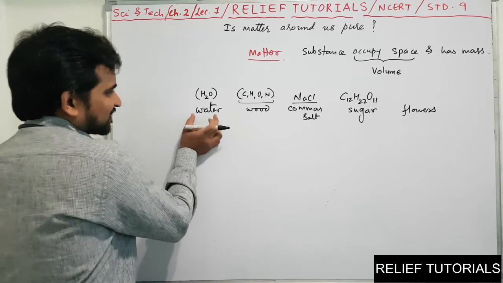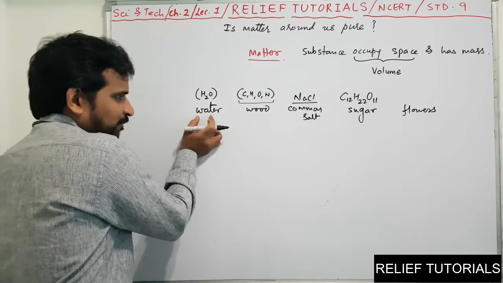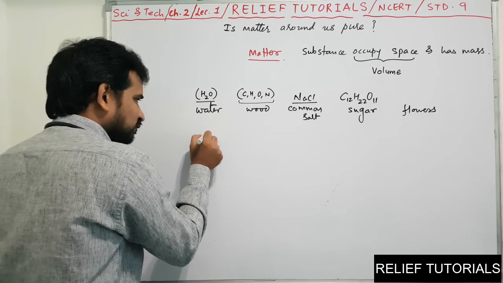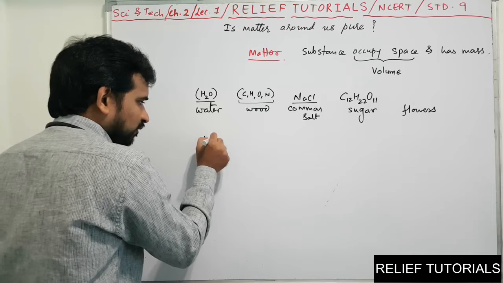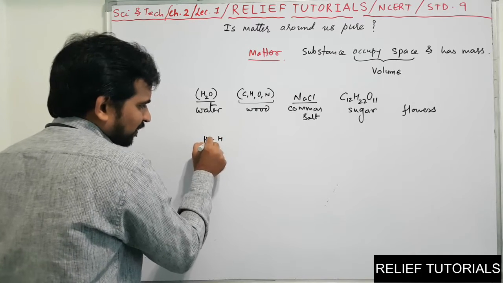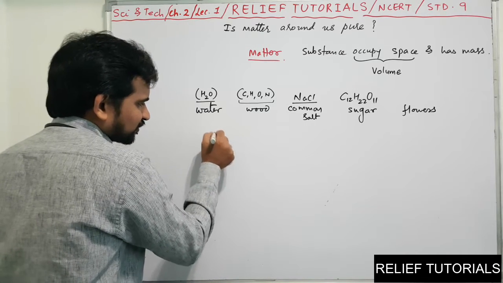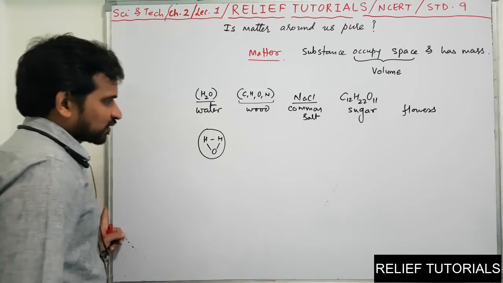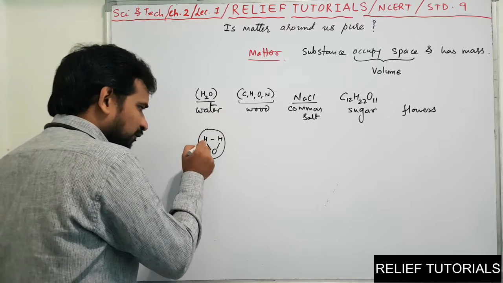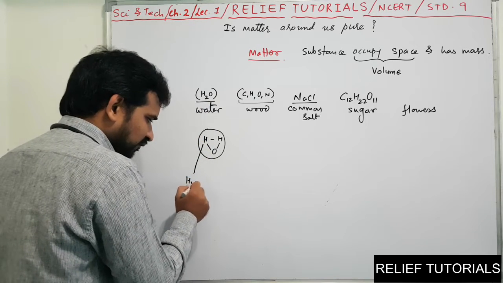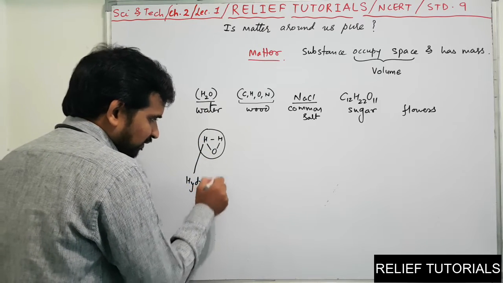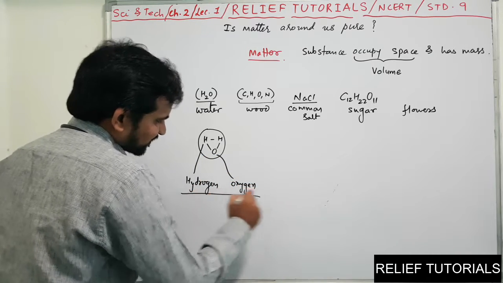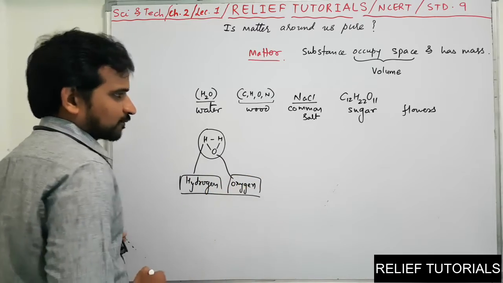Now let us analyze this matter called water. It is made up of H2O. So the formula for water is H2O means two atoms of hydrogen combined with one atom of oxygen, and they form one water molecule. So water is basically made up of two types of basic substance called hydrogen and oxygen.